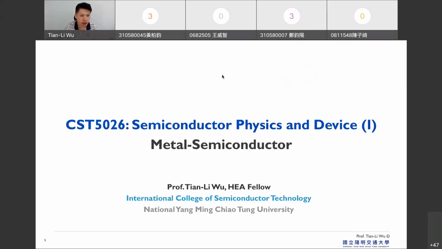In the 2 weeks before that, we explained the PN diode. From now on, we will start to move to some of the key concepts needed for the MOSFET device, the metal oxide semiconductor field effect transistor. Before we go to the MOSFET, we would like to talk about something very essential to have a very good MOSFET device, which is the junction between the metal and semiconductor. So in this lecture, we will talk about the metal and semiconductor.